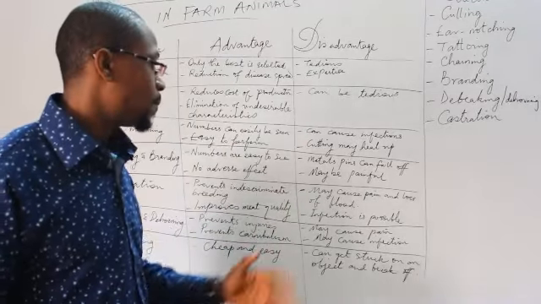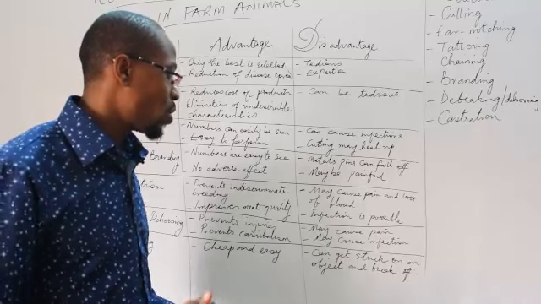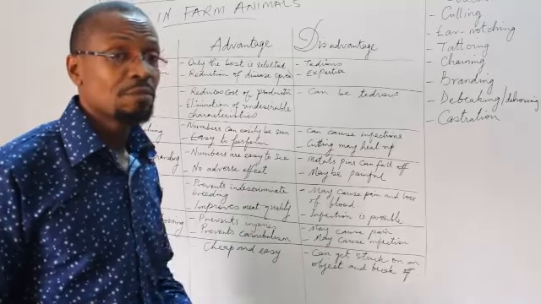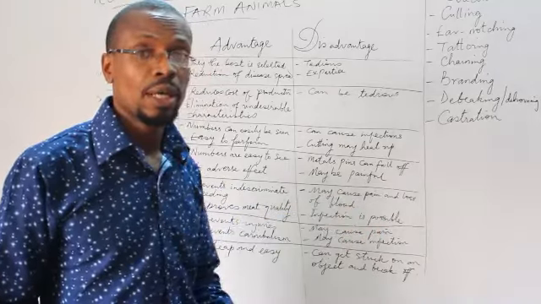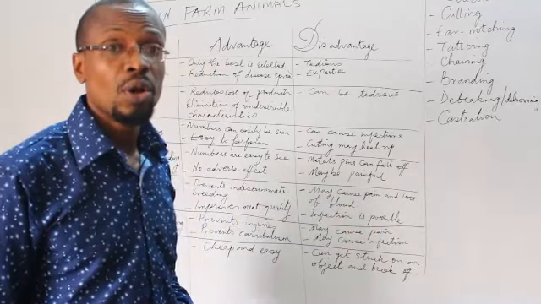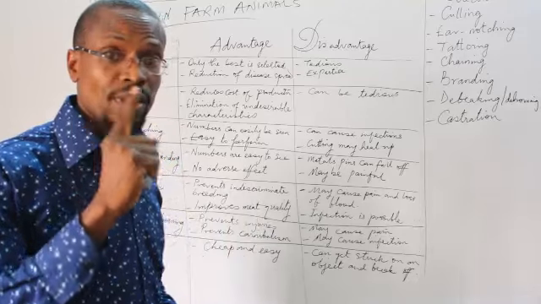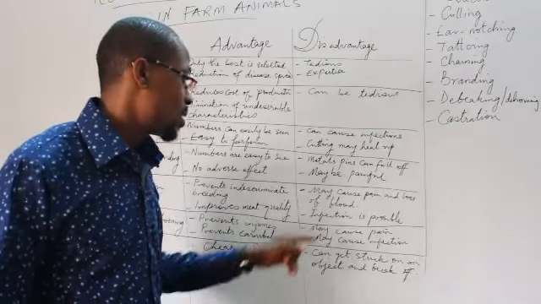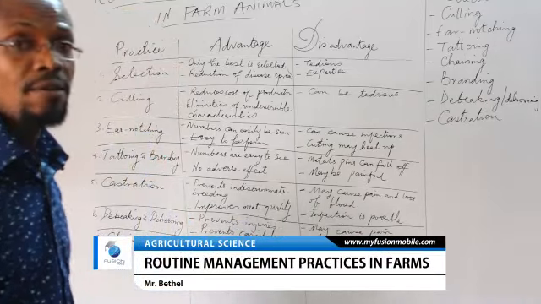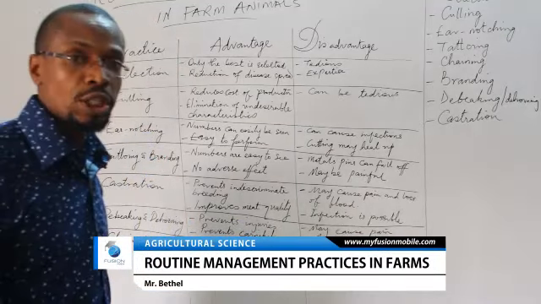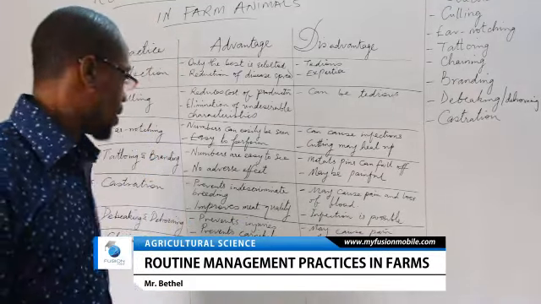Okay, now disadvantages: it could cause pain, and infection is possible. It could cause pain and loss of blood. Okay, the animal can lose blood, especially with the open incision method. A lot of blood can be lost. Then infection is possible if the process is not expertly done.